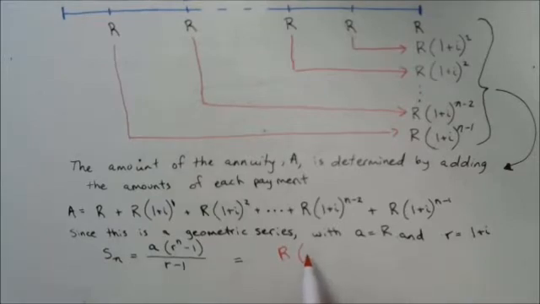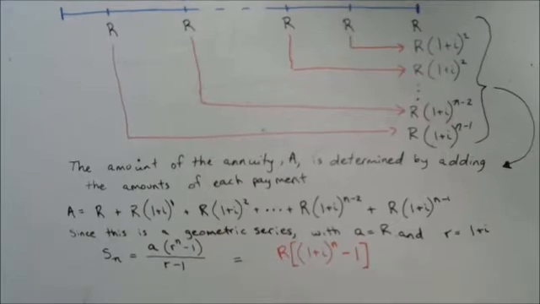So we're actually going to have to use a double bracket here. So I'm going to put a square bracket outside here. We've got 1 plus I. Close off that bracket to the power of n minus 1. That's just from right here. Close off the numerator. All over r minus 1, where r is 1 plus I. So we've got 1 plus I minus 1.